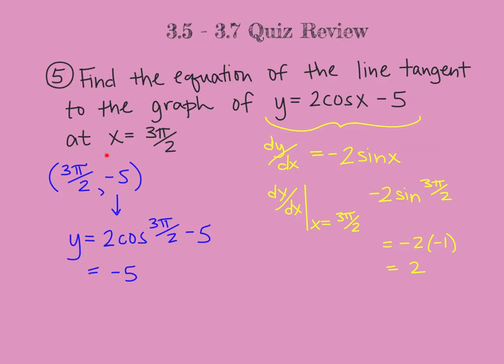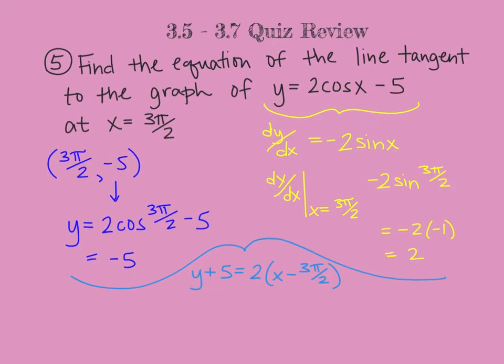So we have our point and we have our slope. Therefore, we can use point-slope form. When we do this, we'll have y minus negative 5 equals our m, our slope, times x minus the x-coordinate, 3 pi over 2.